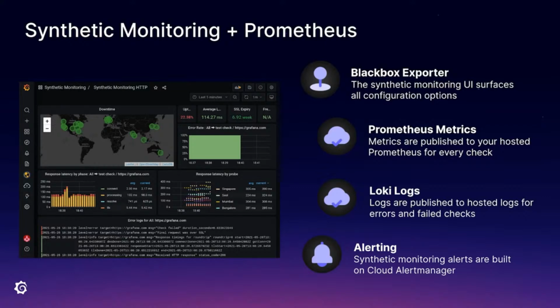And since Black Box Exporter gives us Prometheus metrics, you can mix and match your white box Prometheus metrics along with your black box Prometheus metrics and build nice dashboards in Grafana. Since these are Prometheus metrics, you can use Alert Manager to create and manage alerts on top of your black box monitoring data.